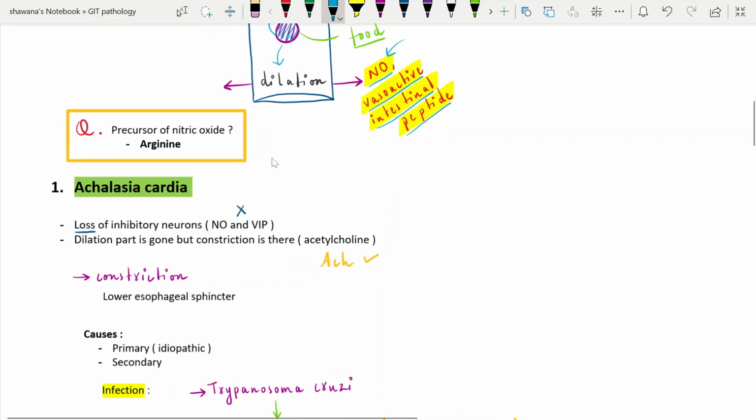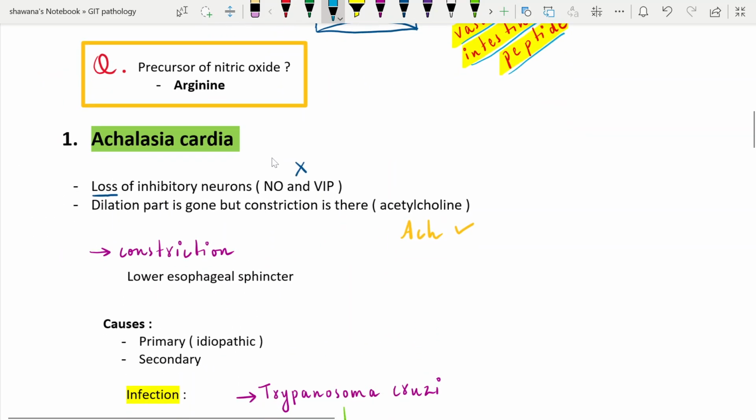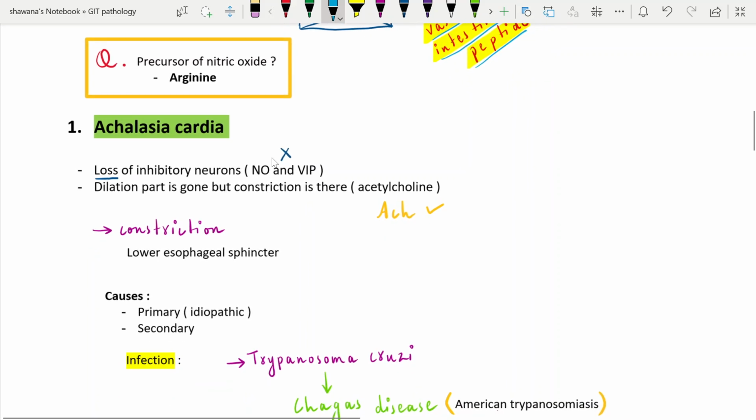The first disease of the esophagus is achalasia cardia. Achalasia cardia is nothing but the failure to pass liquids, okay, due to the stenosis of the lower esophageal sphincter. And the cause of achalasia cardia is loss of inhibitory neurons. Why am I saying that inhibitory neurons are lost? It's because the nitric oxide and the vasoactive intestinal peptide cannot work.